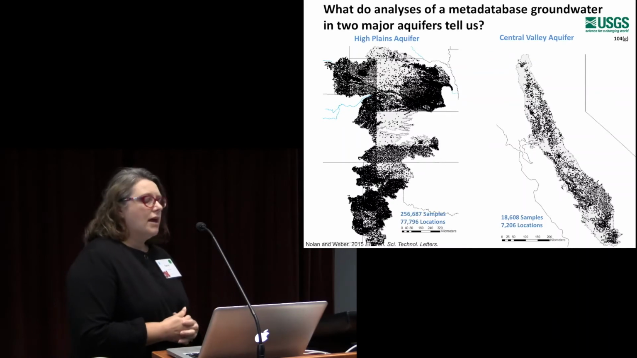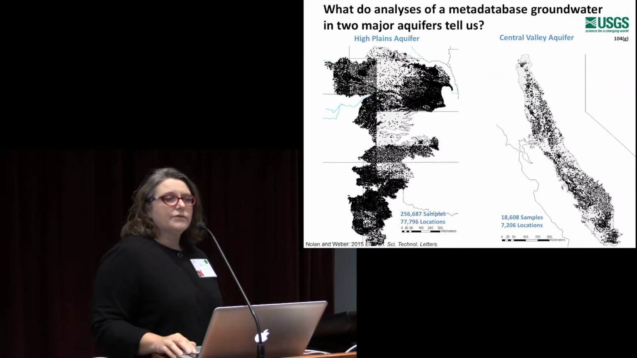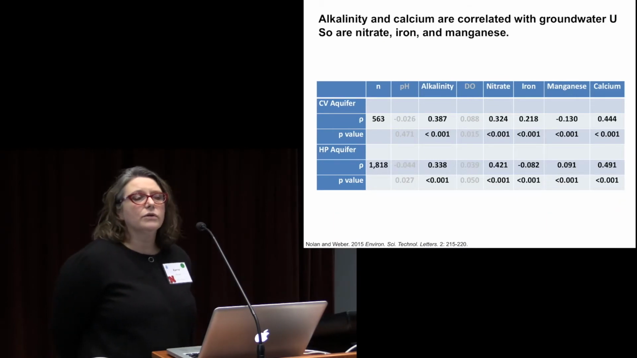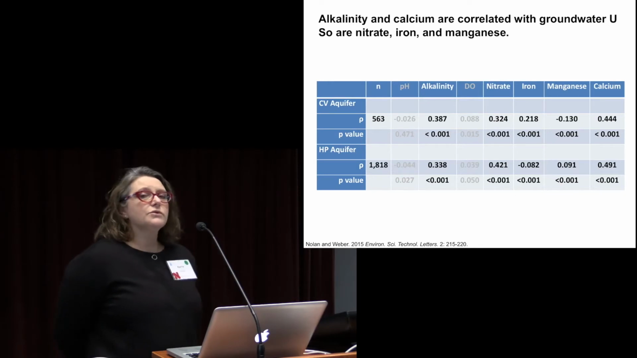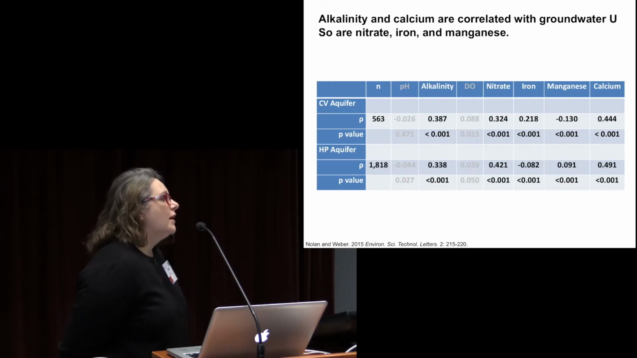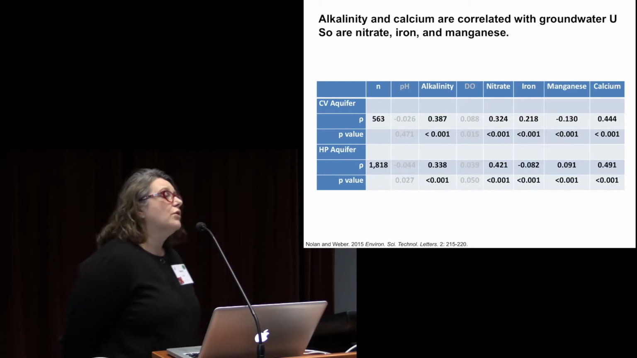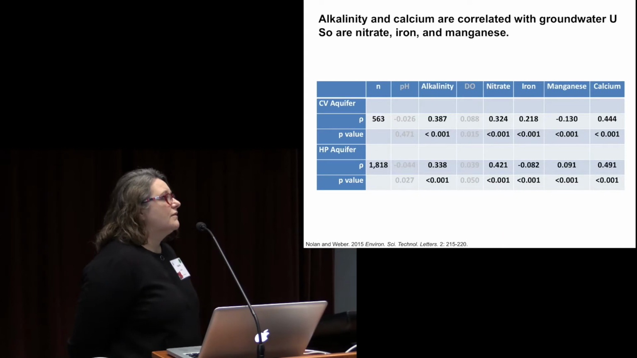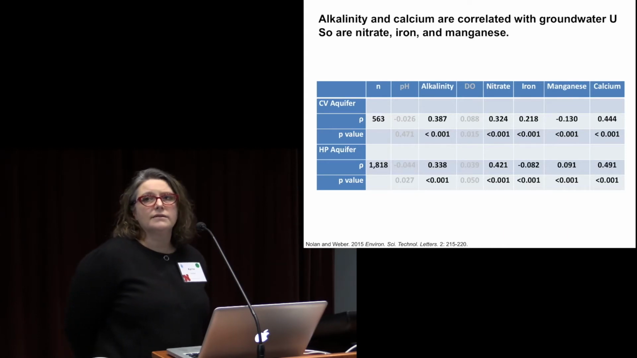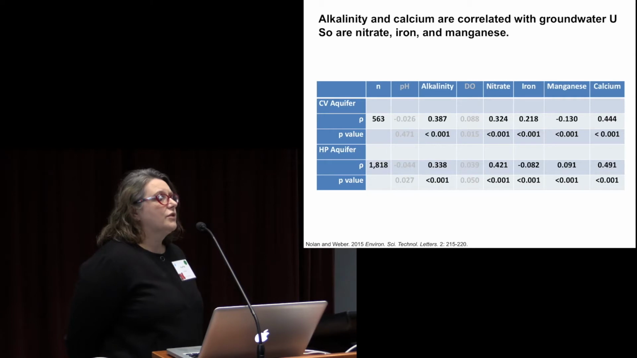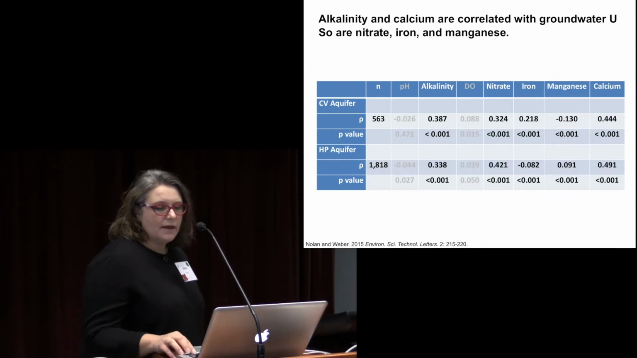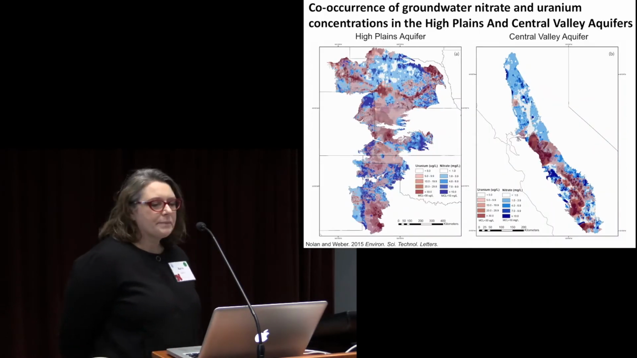So if we start to look at what data is available to look at these differences, groundwater quality measurements within the High Plains Aquifer and the Central Valley Aquifer, we start to see that alkalinity and calcium are correlated with groundwater uranium concentrations, which is well recognized. And we do know that there'll be uranyl calcium carbonate species that will form, and those do tend to be very highly mobile in groundwaters. But we also see that oxidants such as nitrate, iron, and manganese are also correlated with high concentrations of uranium in groundwater. And it's important to recognize, too, that nitrate will also react with iron and manganese, so there can be these co-issues going on.